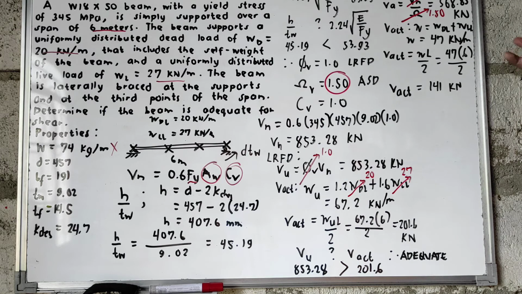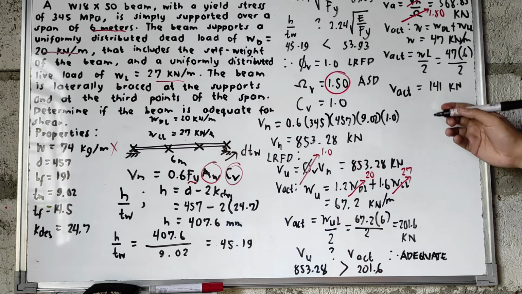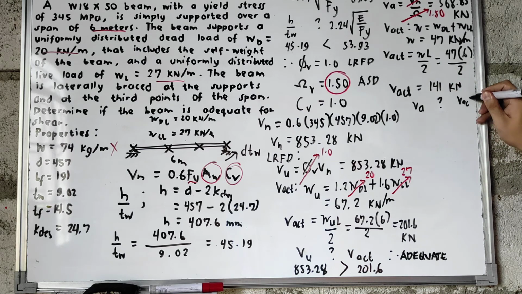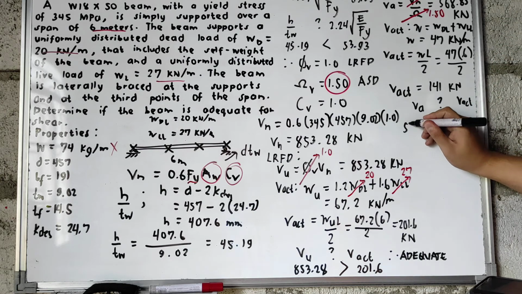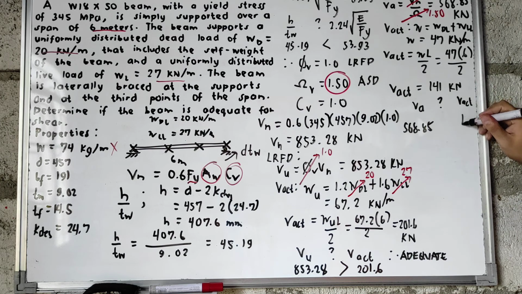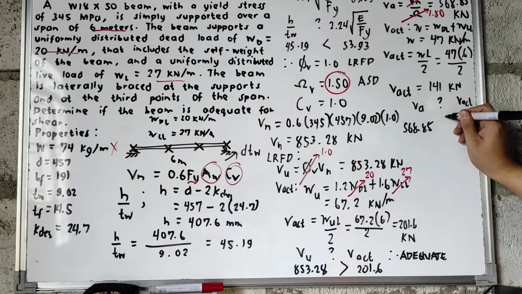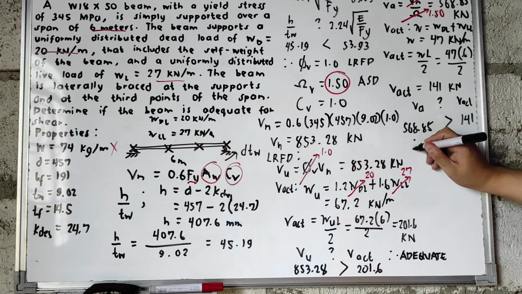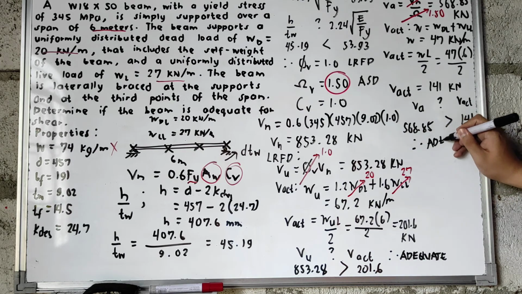So, we just need to compare yung allowable versus the actual. So, we have VA. Compare natin yan sa V actual. The value of your VA is 568.85. The value of your V actual is 141. Since greater yung allowable natin sa actual, we can now say na adequate yung section natin.